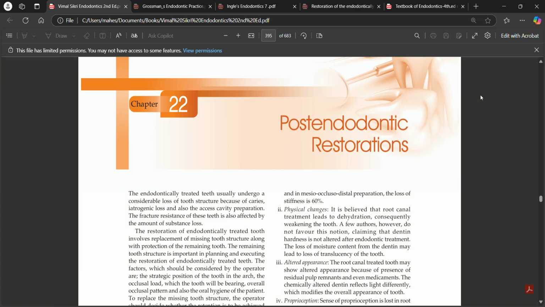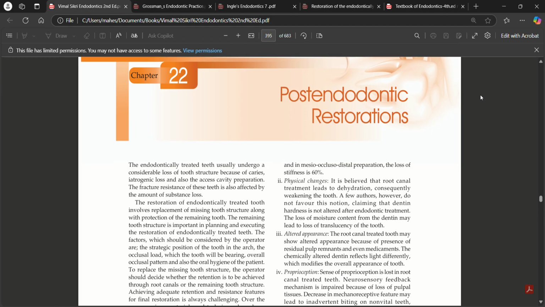Hello everyone. Today we are going to understand post-endodontic restorations. The topic is post and core. So in this topic we are going to learn about the post and core.